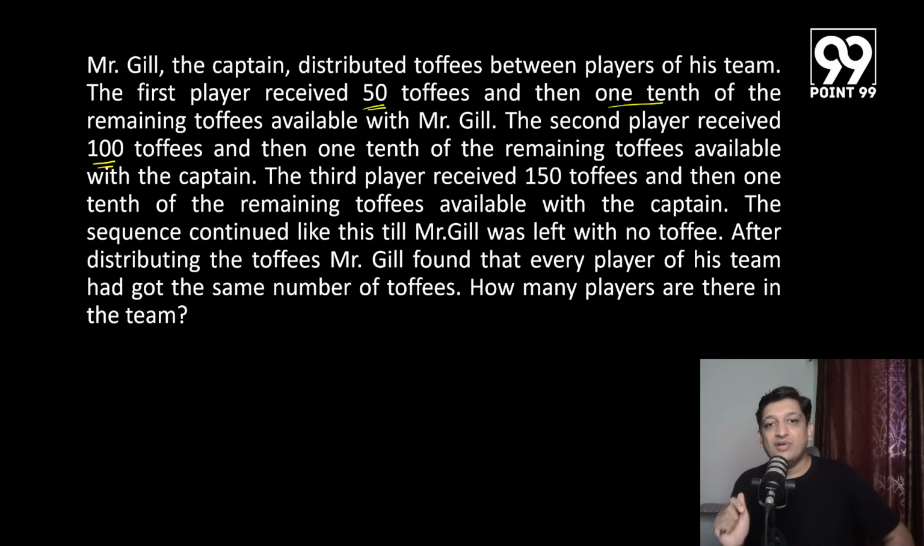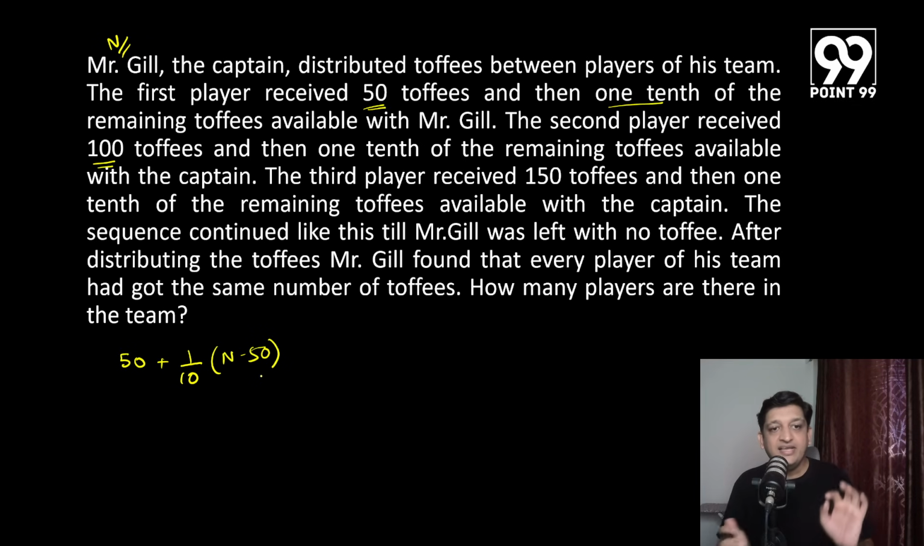On the other hand, if you look at it, everybody has got the same number of toffees. So even if you find out two people who would have got some toffees, we will know that that number is going to be equal in both the cases. So let's look at what is happening in the first case. Let's say, for example, Mr. Gill has n toffees with him. Now what is happening is he is giving 50 toffees first of all, and then whatever is remaining, he is giving 1/10 of that. So 1/10 of n minus 50. This has been given to the first player.